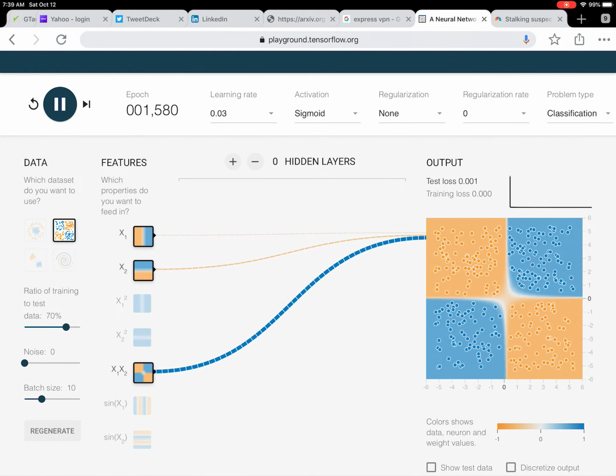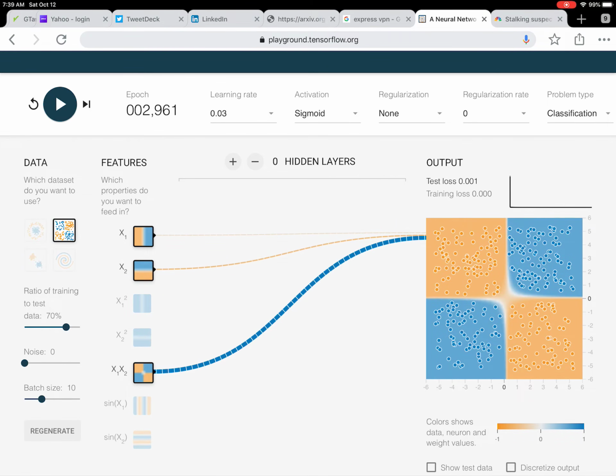What's happening is, in this particular data, if you take the sign of x1x2, it will be positive in the bottom left corner, where x1 and x2 are both negative, and positive in the top right corner. Whenever the product is positive, I can say it's blue, and whenever the product is negative, I can say it's orange. And that's basically what the perceptron figured out for you. Notice how the training loss has become small.